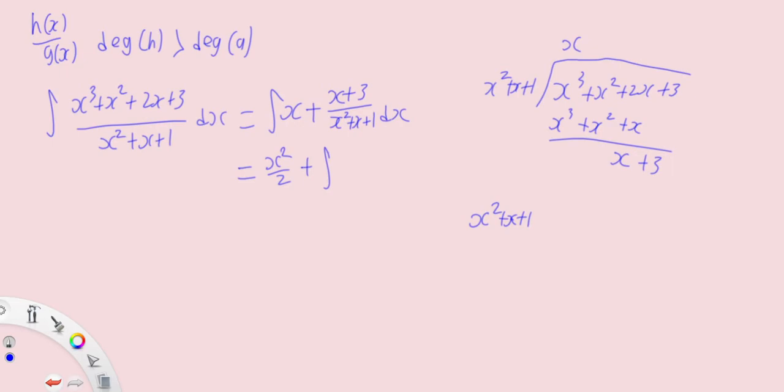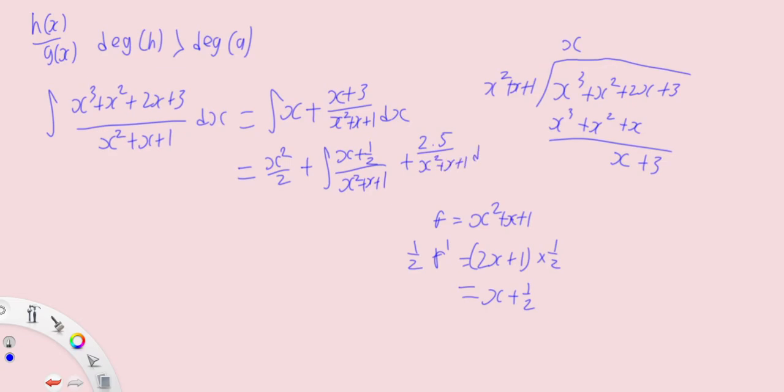X squared plus x plus 1, so if this is my f, f prime would be 2x plus 1. What do I notice here? My coefficient of x on the numerator is just 1. That means I need times a half, right? So after multiplying by a constant half, I'm left with x plus half. That means over here, I just need x plus half to get me my ln function, right? Because I have x plus 3 originally, I need to add a 2.5, right? So you can just rewrite it in decimal form, it's easier.